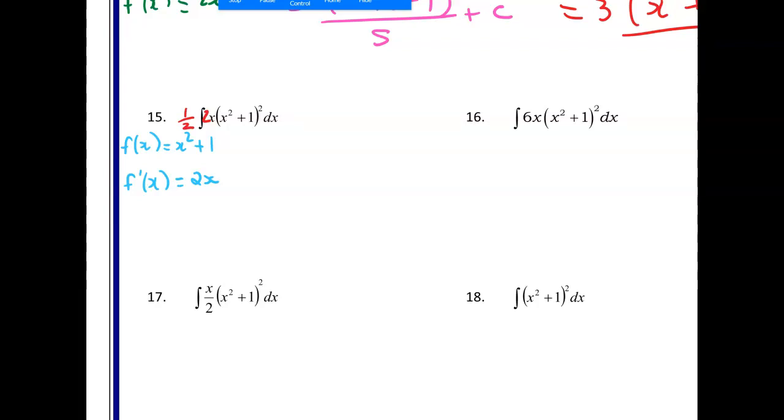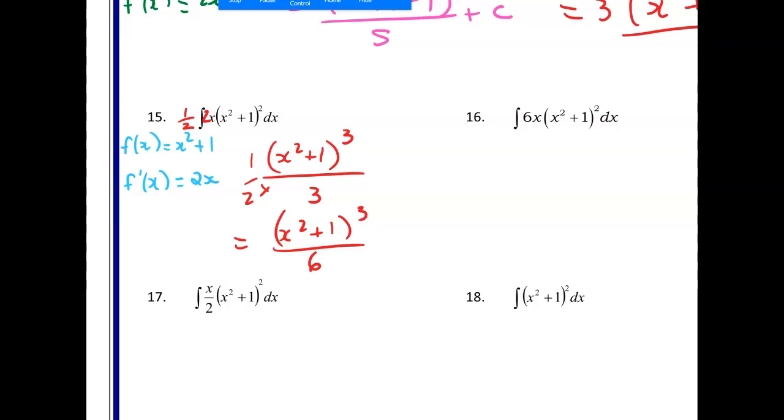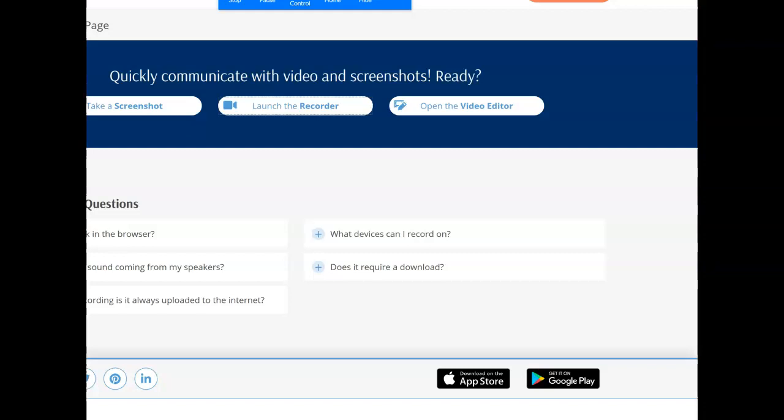Then we can anti-differentiate using the rules that we've been given. So add 1 to that power, divide by the new power, and you've still got that 1/2. So that leaves you with that function divide 6 plus c. So it's all about making sure you've got the derivative. That's the key first.